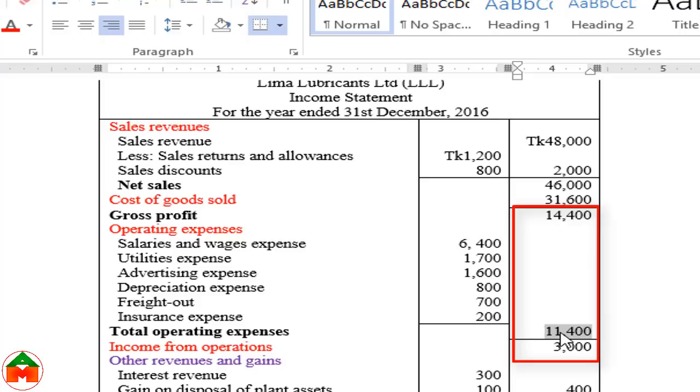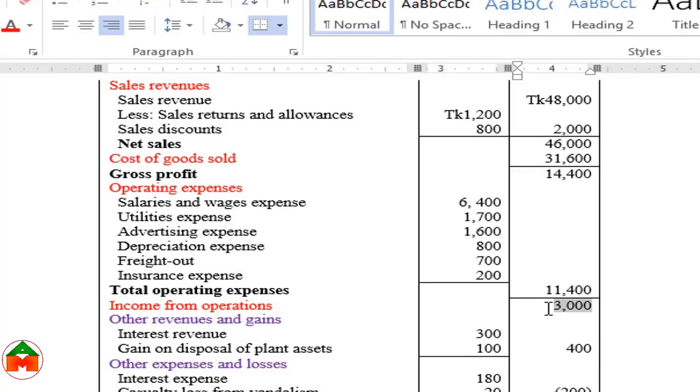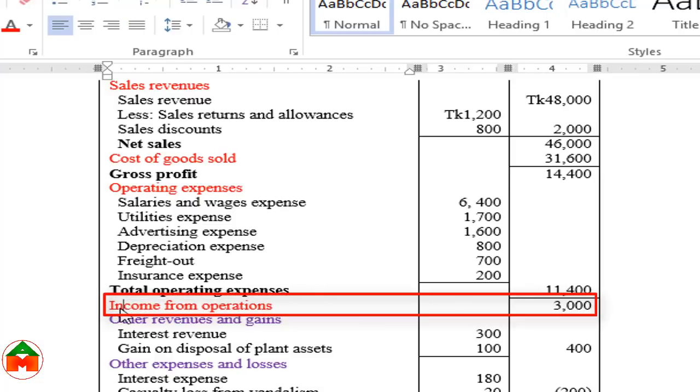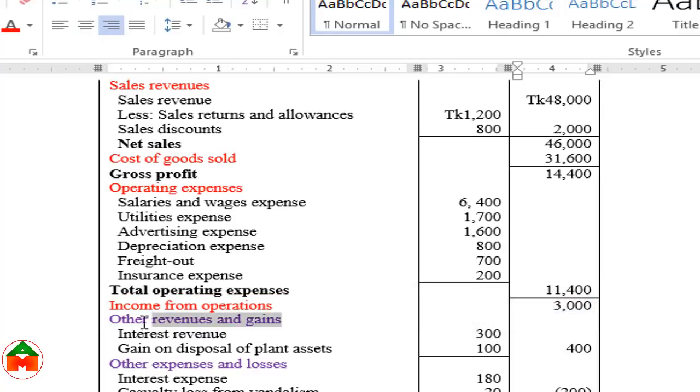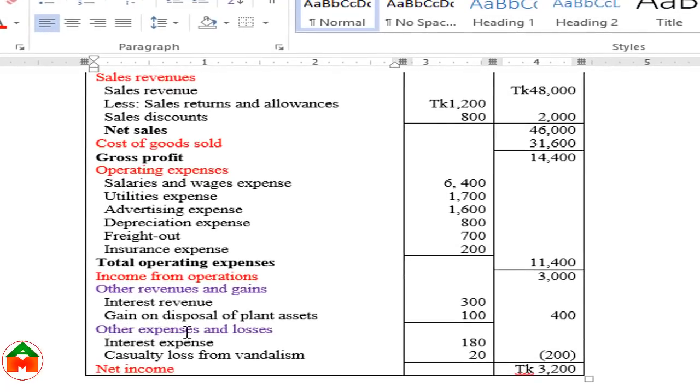So if we deduct this 11,400 from 14,400, we will get 3,000, which is called income from operations. Here the amount 3,000 is called income from operations. To this income from operations, we will add other revenues and gains, and we will deduct other expenses and losses.